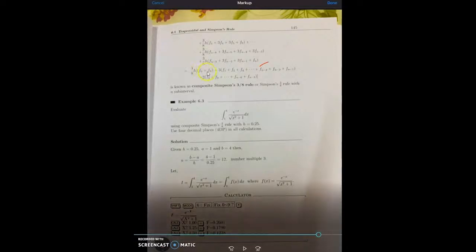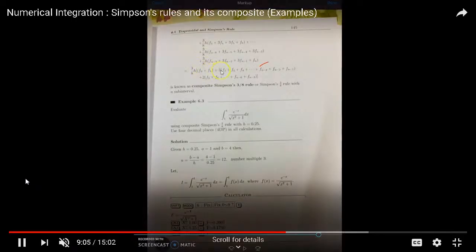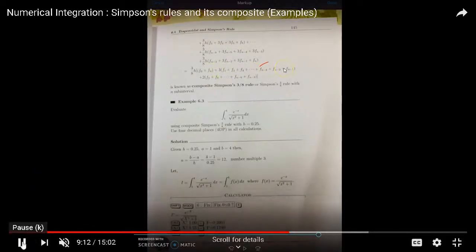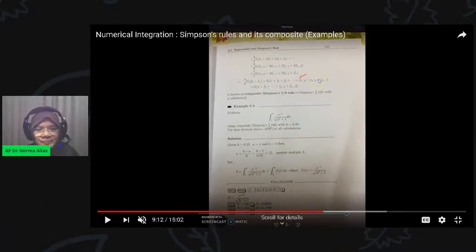Now we want to go to example 3.6, the integral of exponent negative x divided by x squared plus 1. Before we go to the example, I would love to get some feedback from you about the 3/8 Simpson's rule.